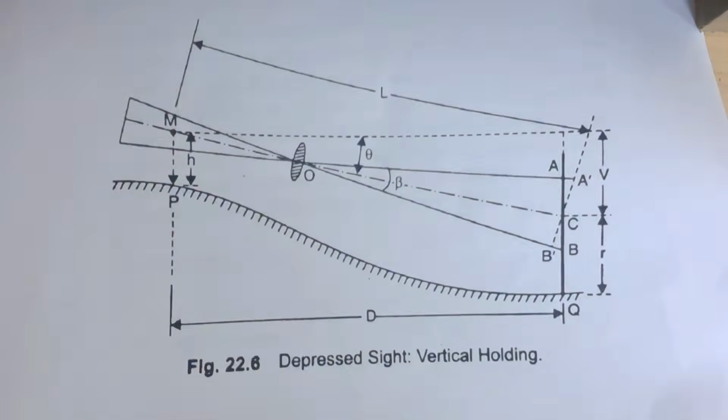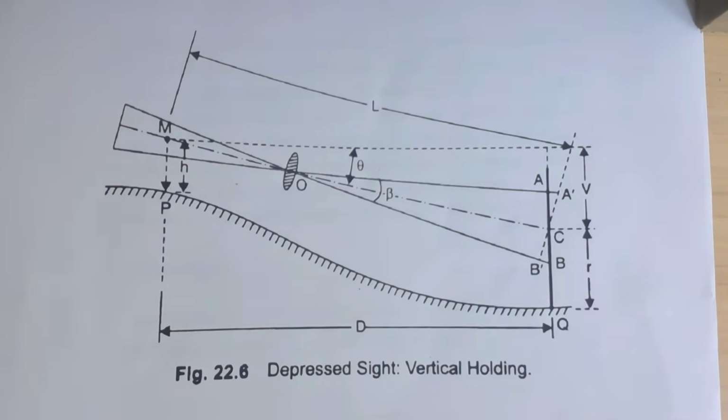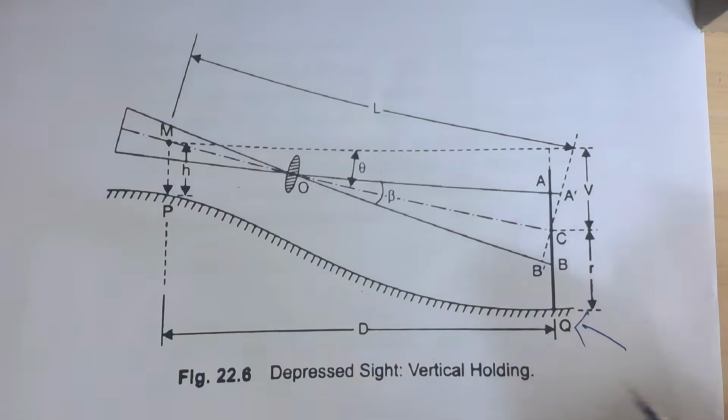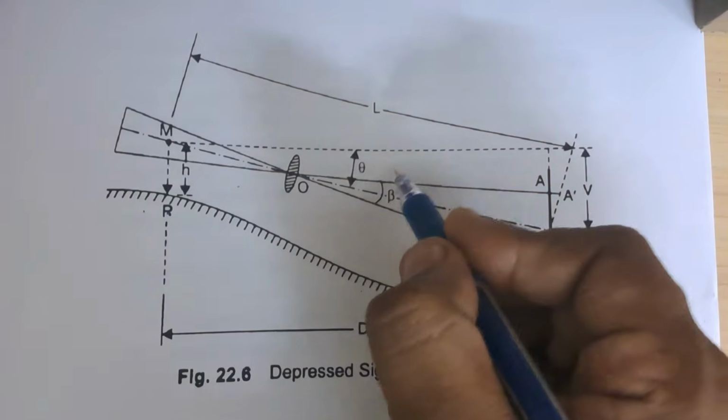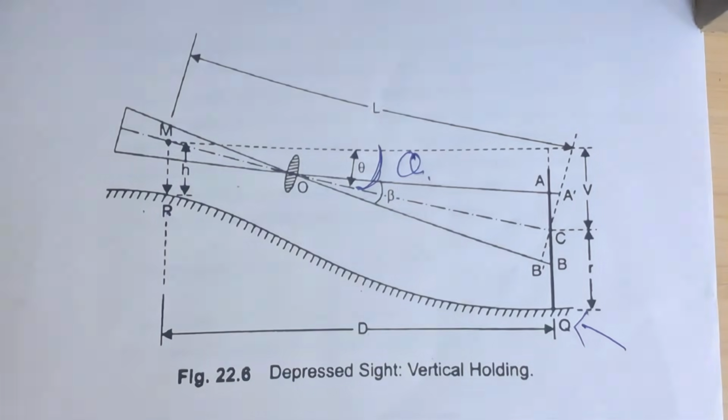Next we have a figure of the depression side, where your point is below your line of collimation. So we have a point Q here, which is below the line of collimation, and we fix our instrument at P. You can see the vertical angle theta, and it is a depression angle because the point Q is at a lower level compared to the line of collimation.